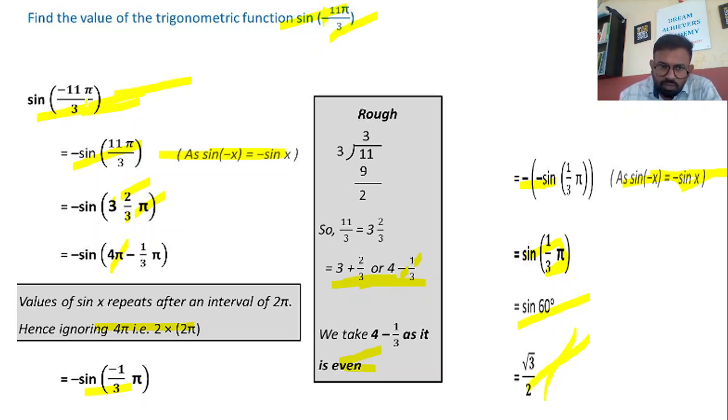In the same way, divide it, write it in mixed fraction, split it into two terms, and take the one with the positive even number. So neglect the bigger 4 pi, and write only minus pi by 3. So sine of minus, I will write minus into minus, plus sine of pi by 3, sine 60 degrees, root 3 by 2.